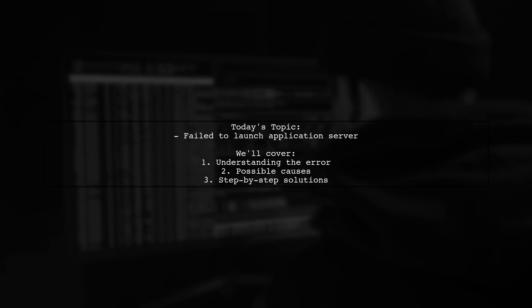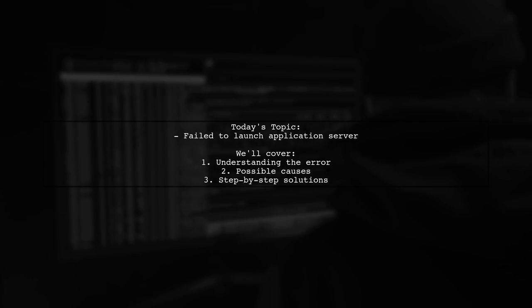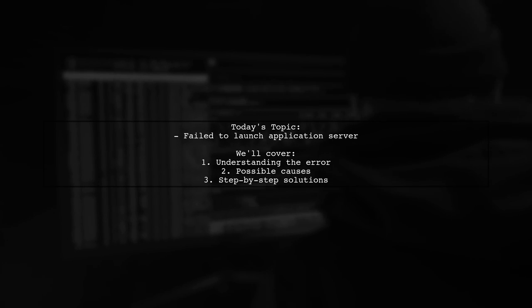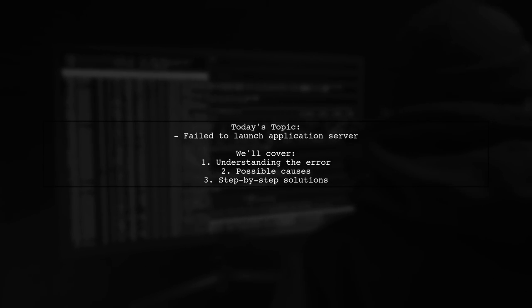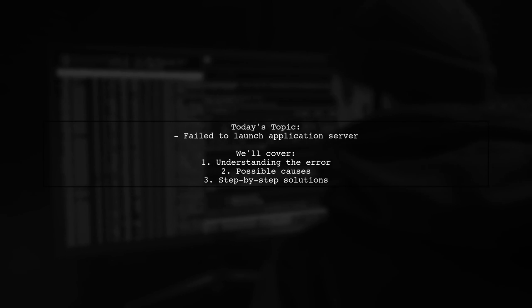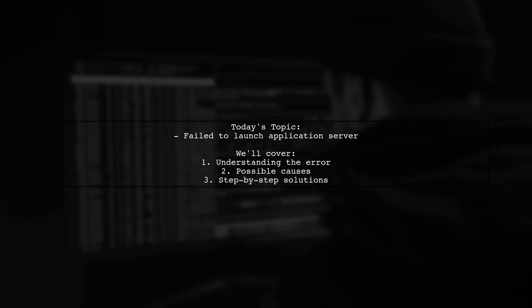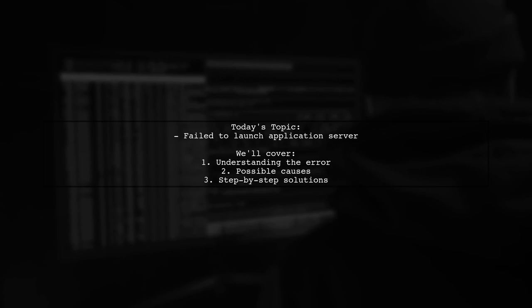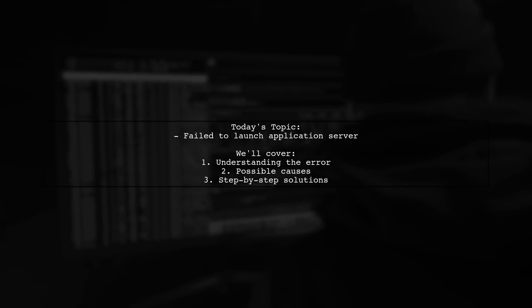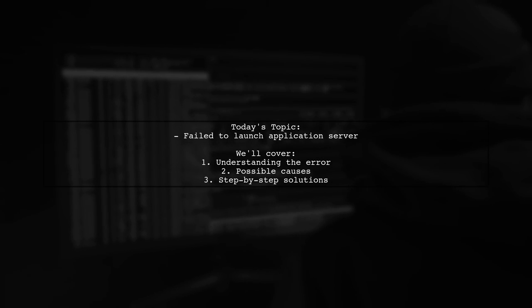Today, we're addressing a frustrating issue that many users encounter when setting up PostgreSQL. Our viewer has run into a configuration error while trying to launch PGAdmin after installing PostgreSQL from Enterprise DB. The error message reads, "Failed to launch application server, server thread existing." Let's break down this problem and see how we can resolve it together.